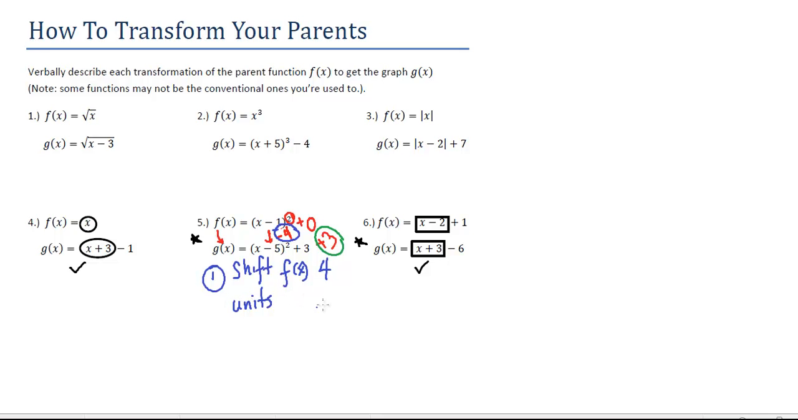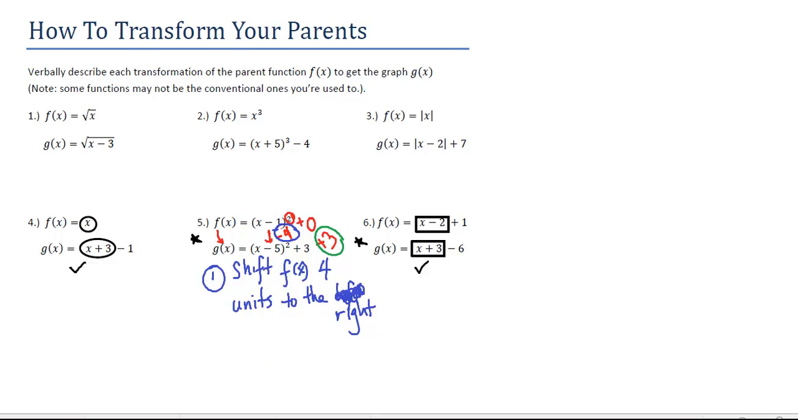Now, the question becomes, where am I shifting it? Since it's on the inside of the function, it's either going to be to the left or the right. Let's get them both out there and reason through which one we should choose. Since it's minus, and it's on the inside, it's counterintuitive. On the inside, it's opposite. Where you would think, minus 4 on the number line means I would move it 4 units to the left, the function actually is moving 4 units to the right. So we're going to say 4 units to the right.